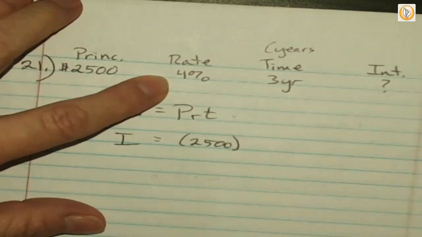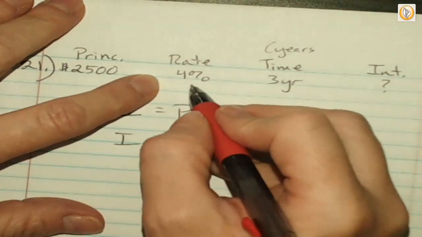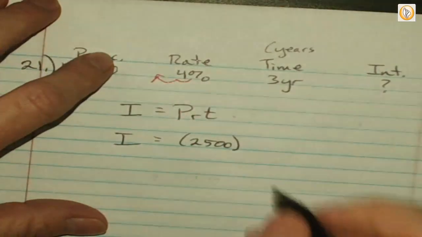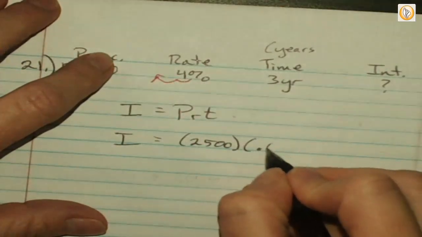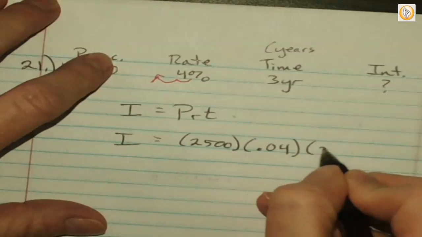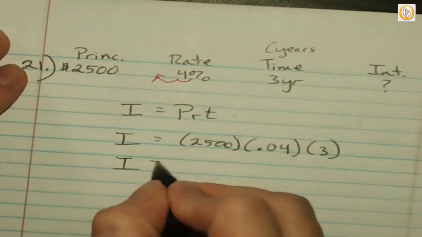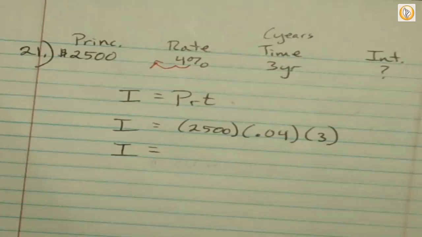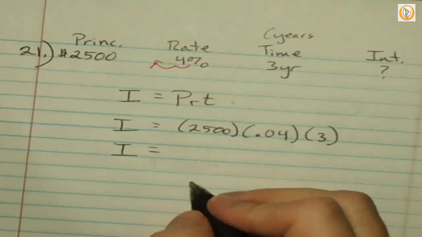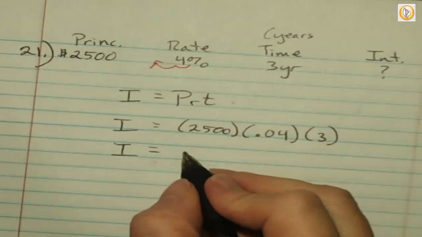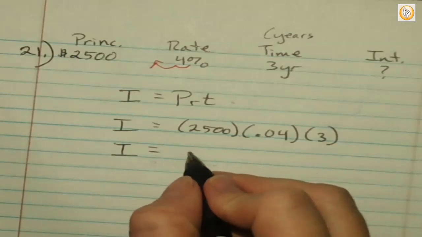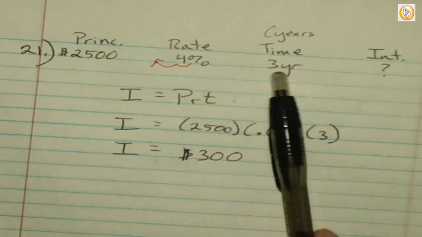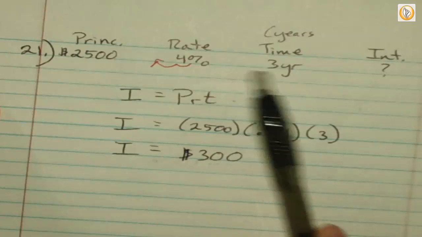Rate, oh, Morgan, what do I do to that percent? You get a decimal. How do I do that? Move the decimal point 2 places to the left, so then I'm multiplying it by 0.04 times 3. Okay, so Morgan, if you were to multiply all of that together, what would you get as the interest? $300. That's right.